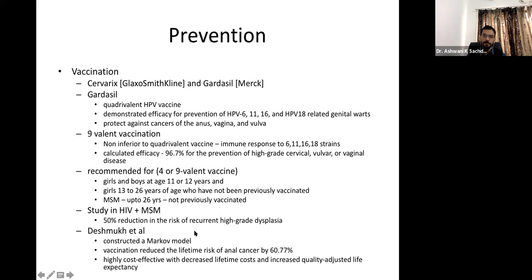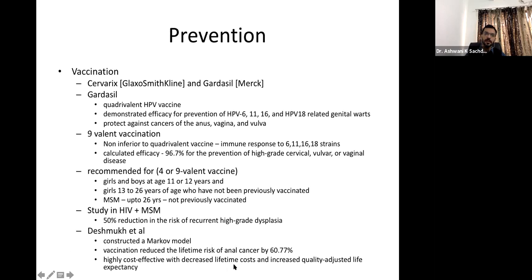So in a study, they found that there is a 50% decrease in the risk of developing high-grade dysplasia in HIV positive homosexual men. And Deshmukh et al. constructed a Markov model in which they found that vaccination reduced the lifetime risk of developing anal cancer by about 60%, and it is highly cost effective with decreased lifetime cost and increased quality adjusted life expectancy.